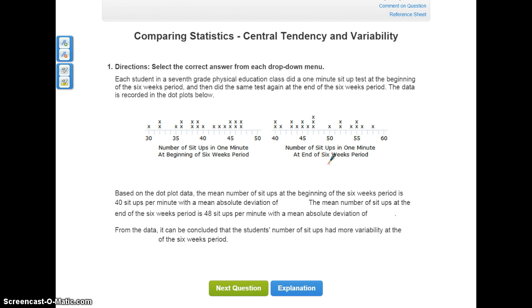To take all this data, the first thing you got to know, and this is what they give you half the time, or most of the time, is the mean number of sit-ups at the beginning of the 6-week period. So this is the beginning. The average number of sit-ups was 40 sit-ups per minute. Your job is to calculate the mean absolute deviation.